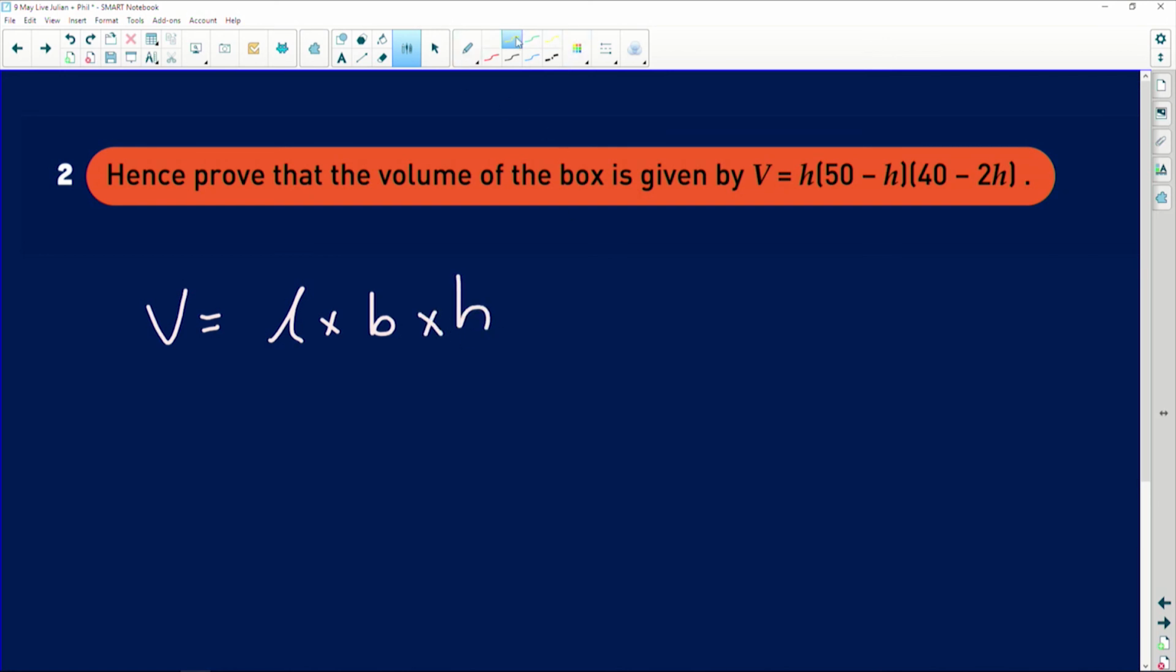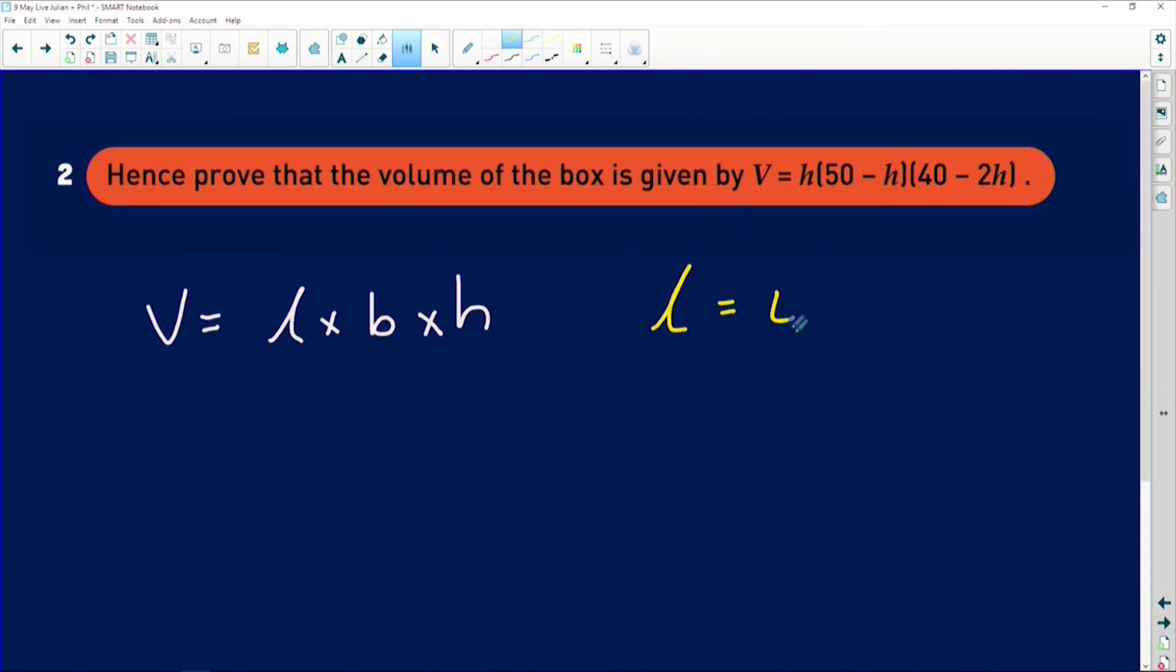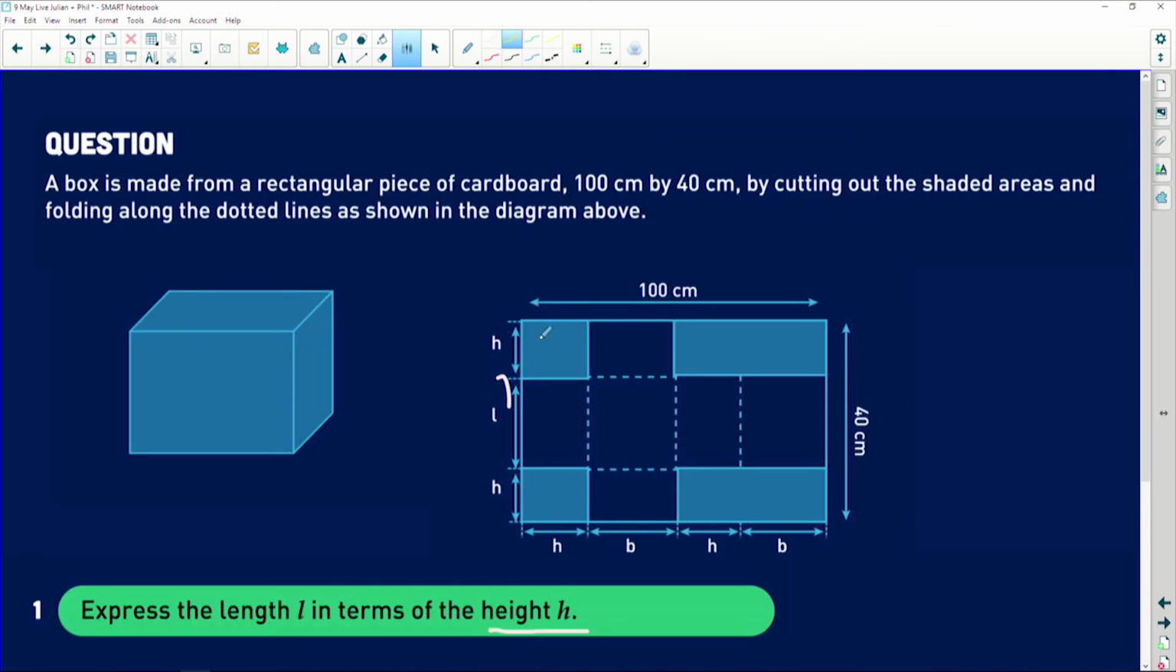We already found out in our previous step that my length is equal to 40 minus 2h. So if we go back and look, we now want to find my breadth in terms of h as well. If you look at my breadth over here, my total side is going to be 100 centimeters, and we've got h plus my breadth plus h and my breadth again. So we can write another equation for my breadth and my height.